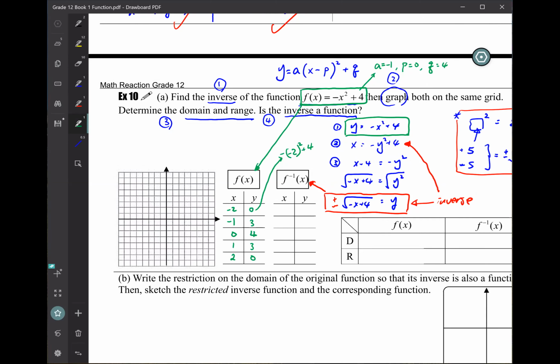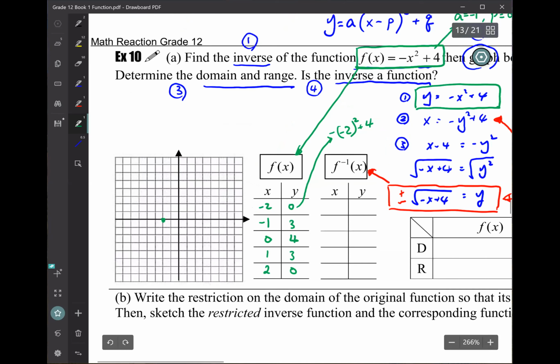Okay. All right, so let's plot the points, okay? This should be the easy part. -2, 0. Okay, follow the points. Let's draw the problem. -1, 3. 0, 4. 1, 3, 2, 0. So this one is opening down. Okay, so far so good.